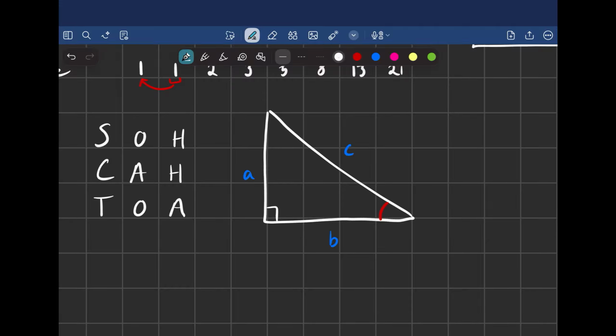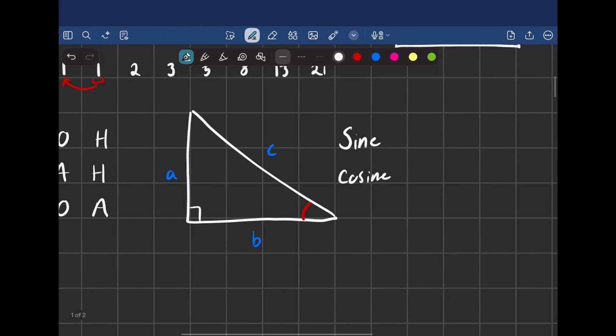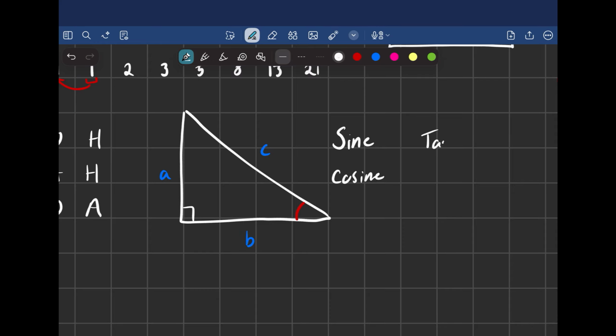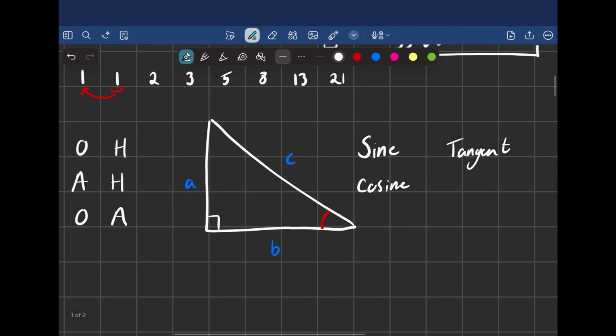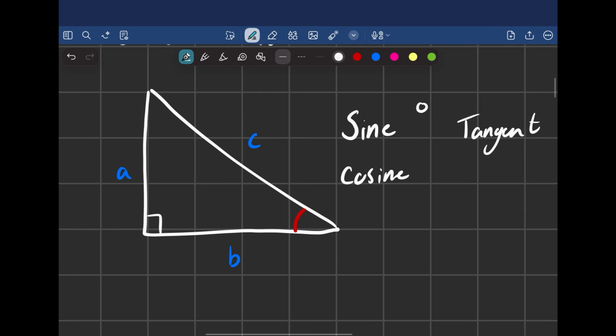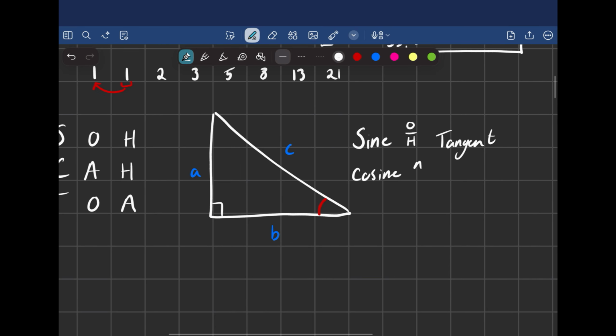SOHCAHTOA is sine. The CAH is cosine. And TOA is tangent. Sine is opposite over hypotenuse. Cosine is adjacent over hypotenuse. And tangent's opposite over adjacent.